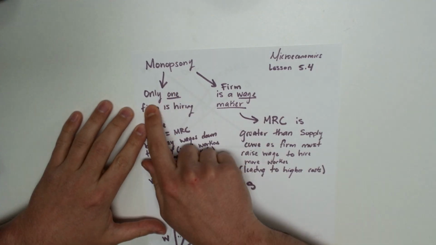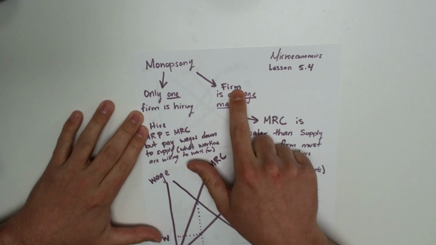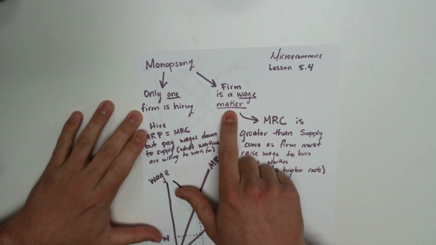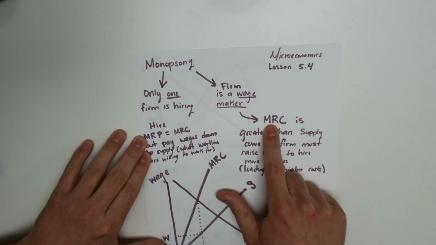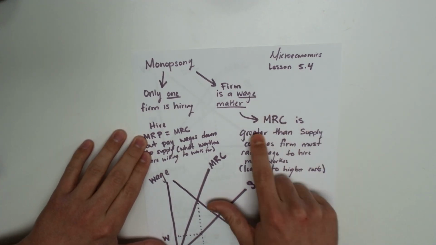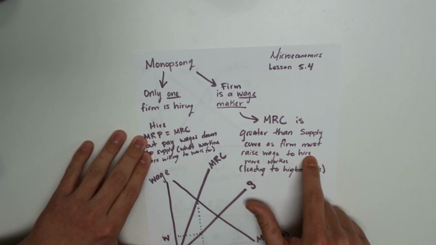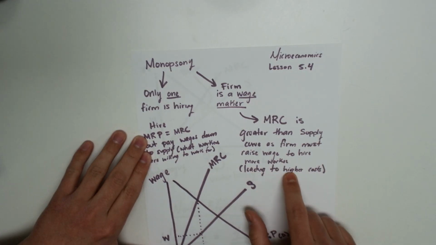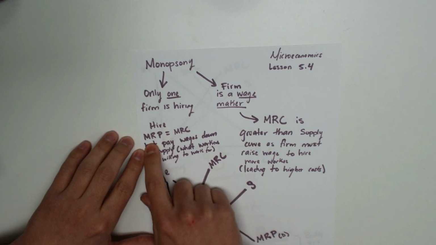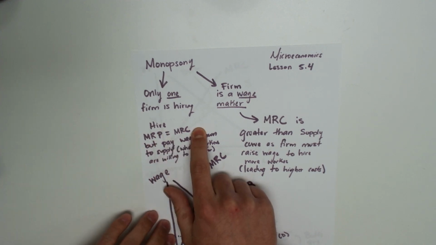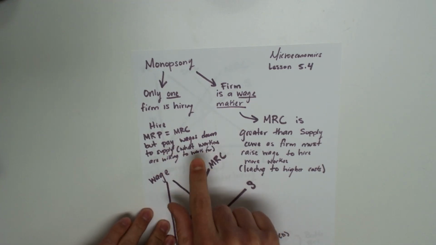A monopsony happens when only one firm is hiring workers. So, in this instance, the firm is going to be a wage maker. Because a firm is a wage maker, the marginal resource cost is greater than the supply curve, as the firm must raise wages to hire more workers, leading to higher costs as you hire more workers. Remember, the firm is still going to hire where MRP equals MRC, but they're going to pay wages down to what workers are willing to work for.